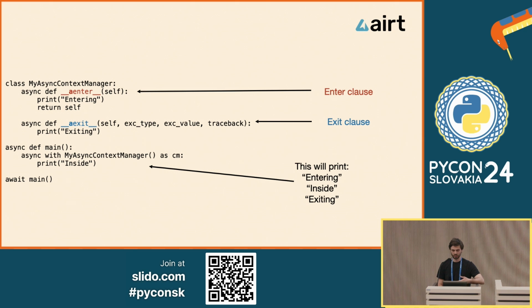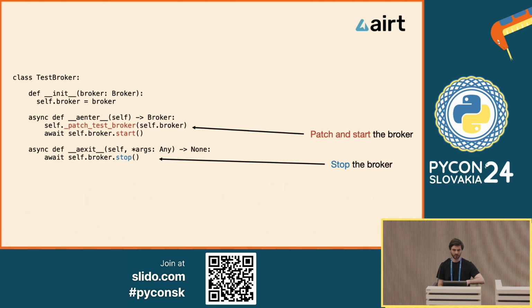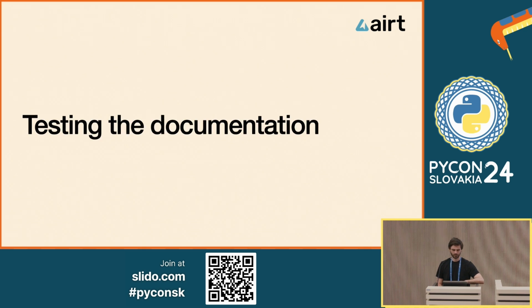And this will execute your async def main, and it will print entering inside and exiting. In our case, it looks quite something like this. So when you define your test broker class, you pass in the broker, and when you enter it as a context manager, it will patch up your broker so the consumers and producers will be in memory, not connect to the real broker. And when you're done with your tests and you're exiting the context manager, it will clear everything up and stop the broker for you.